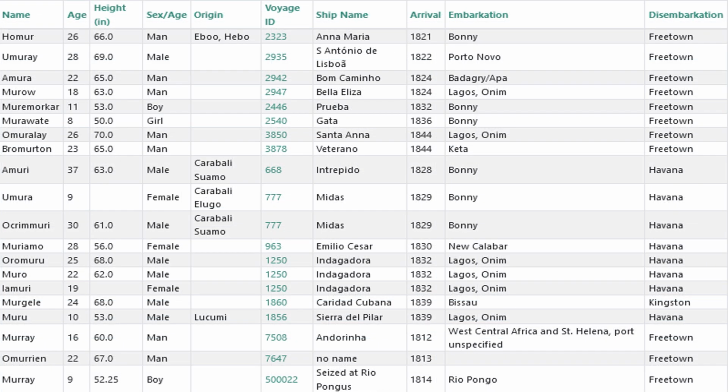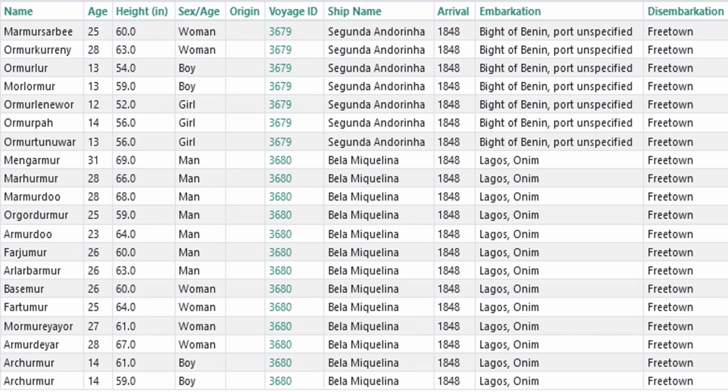Here you have additional MUR roots, and you see them coming out of Bani, Porto Novo. You've got them coming out of Lagos. You have quite a variety here. Some actually going to Freetown, but then you have many individuals landing in Havana, and this is in the 1800s. Here are additional ones with the MUR. There are quite a few with the MUR, by the way. And so you have quite a few here coming out of Lagos and Bight of Benin, again, landing in Freetown.